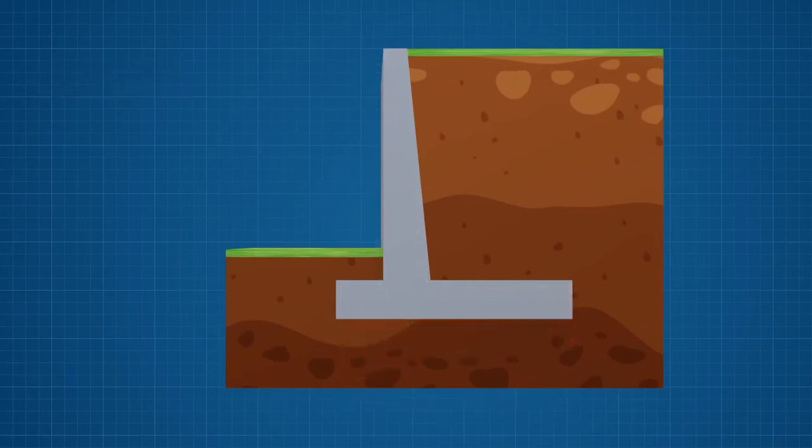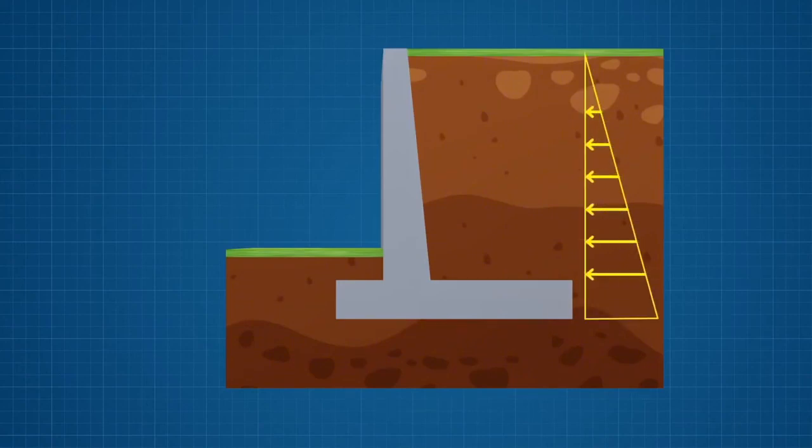Now we will look at how forces are calculated which act on the cantilever retaining wall. First, we assume the ground level is flat and constant. The earth pressure will increase linearly with depth. This means that at the top of the wall, zero earth pressure is applied, and at the bottom of the wall, maximum earth pressure is applied. This earth pressure is known as active earth pressure, or PA.